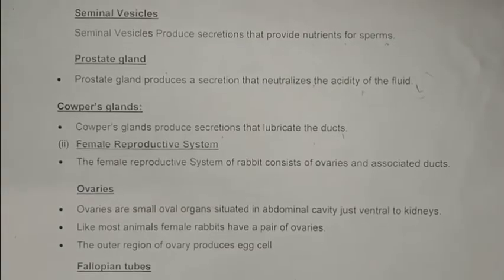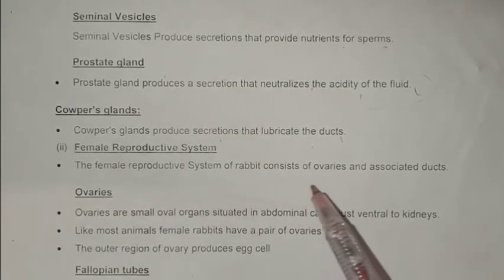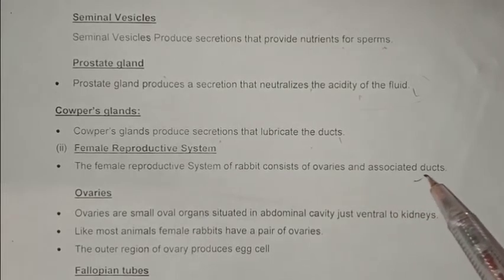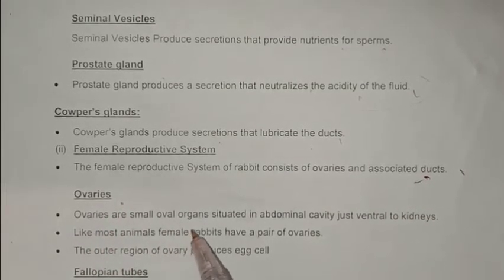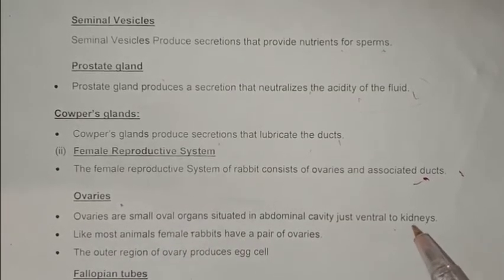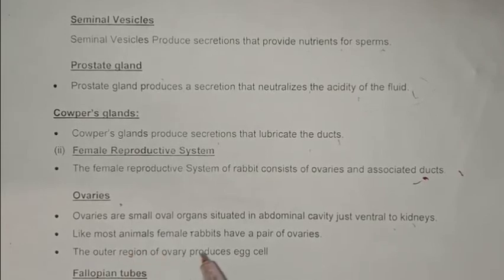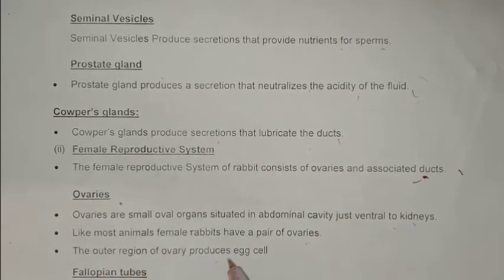Female reproductive system of rabbit. The female reproductive system of rabbit consists of ovaries and associated ducts. Ovaries: ovaries are small oval organs situated in the abdominal cavity just ventral to the kidney. Like most animals, the female rabbit has a pair of ovaries. The outer region of the ovary produces egg cells.